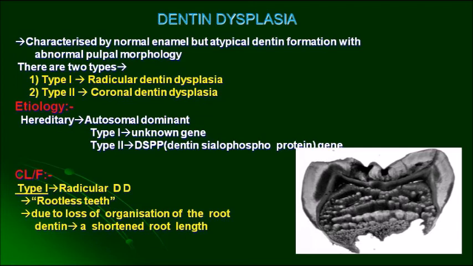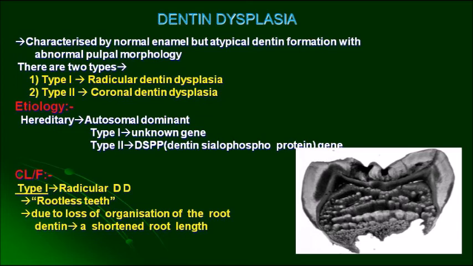Coming on to the next important MCQ, that is dentine dysplasia. In dentine dysplasia, we have two types. Type 1 is radicular dentine dysplasia and type 2 is coronal dentine dysplasia. This one is also autosomal dominant, just like dentinogenesis imperfecta. Dentine dysplasia is also an autosomal dominant disorder. Type 1 is caused by an unknown gene and type 2 is caused by the dentine sialophosphoprotein gene.